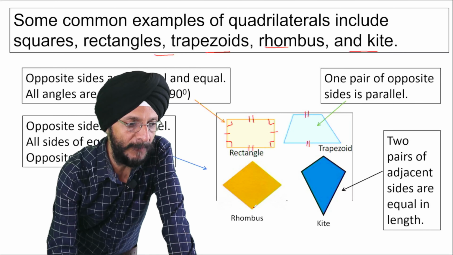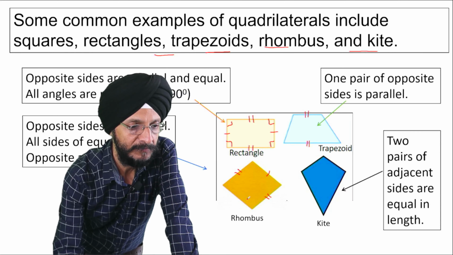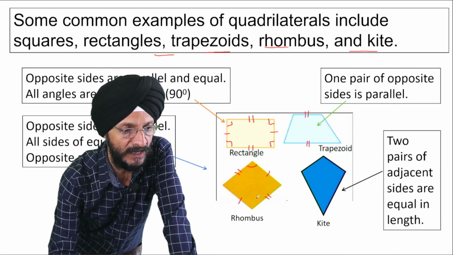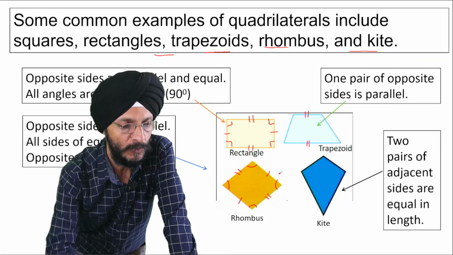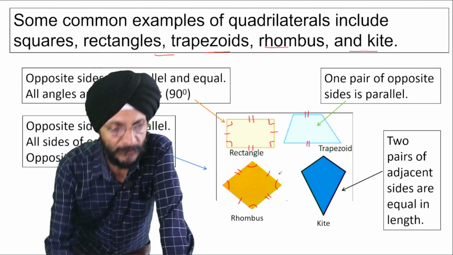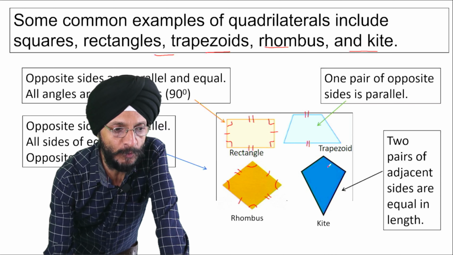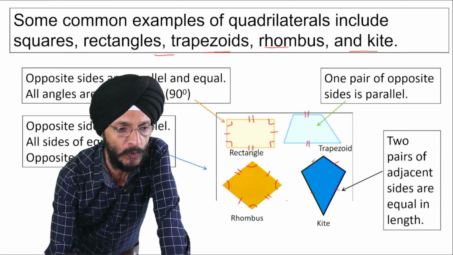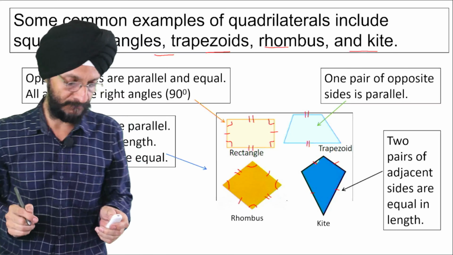Whereas in the case of a rhombus, opposite sides are parallel. All sides are of equal length and opposite angles are equal. These are opposite to one another, and here this and this are equal. In the case of a kite, which is also an example of a quadrilateral, two pairs of adjacent sides are equal in length. You can see that this side is equal to this side in length, and this side is equal to this side in length, and these two sides are adjacent to each other.